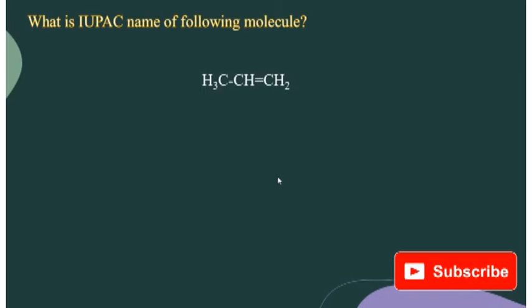Now we will write the IUPAC name for this molecule. What is this? CH3, CH, double bond, CH2. Now first see the longest carbon chain. So this is the longest carbon chain, which contains 3 carbons. Now the table, remember the table. For 3 carbons what will be the name?